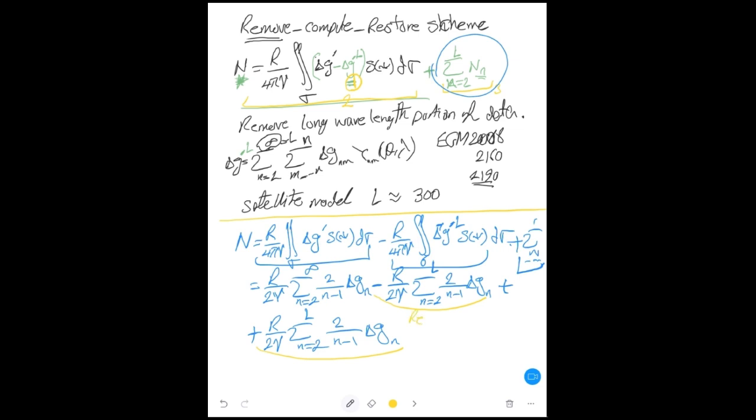And as you see, the last two terms are equal with opposite signs. I will write n equal to 2 to L is removed, R over 2 gamma, and the positive one will be n from L plus 1 to infinity of 2n plus 1 over n minus 1 delta G n, minus the second term.